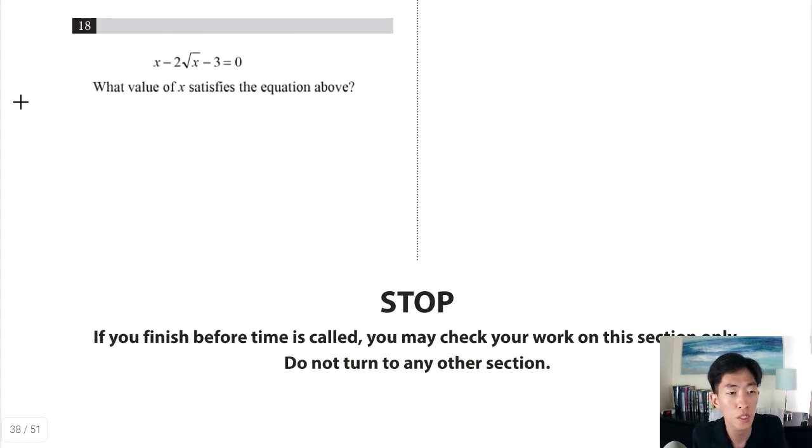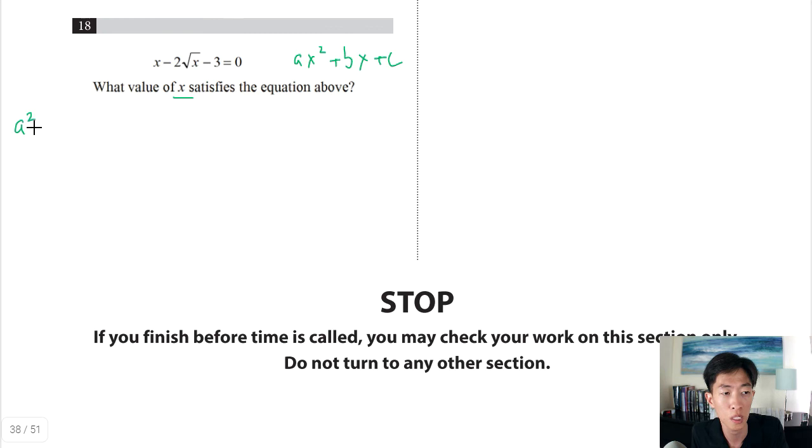Question 18. x minus 2 radical x minus 3 equals 0. What value of x satisfies the equation above? So when you're looking at this, you should recognize that this is actually a quadratic, because if you know the standard formula, then you'll always remember that the quadratic term is the linear term squared, which is exactly what's going on here. x is the square root of x squared.